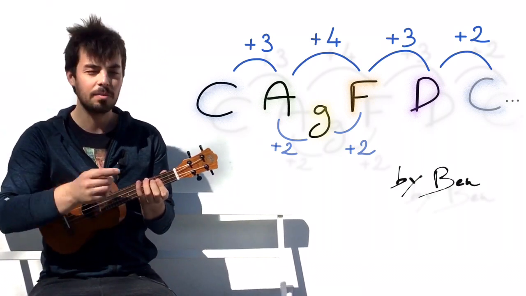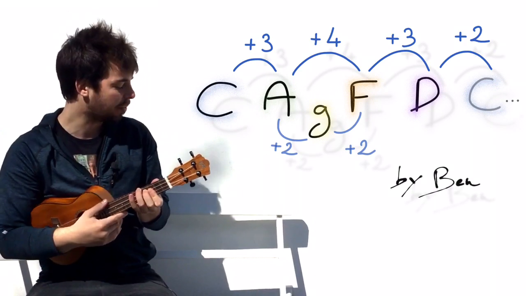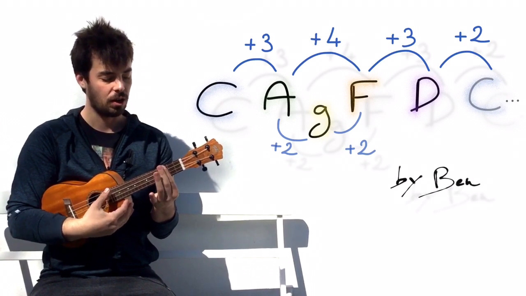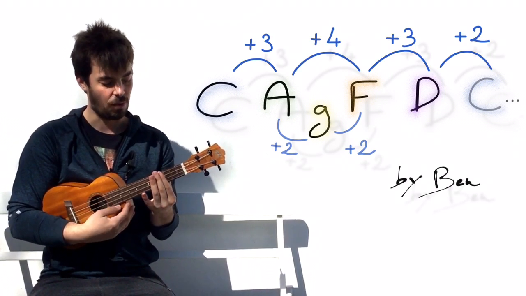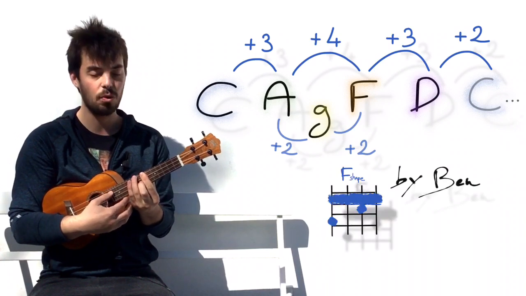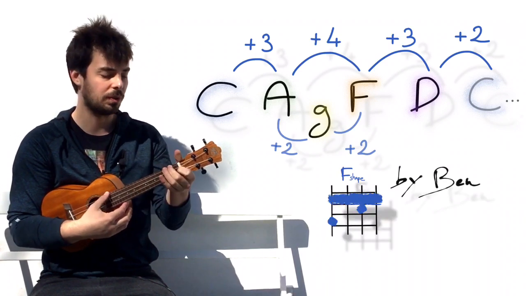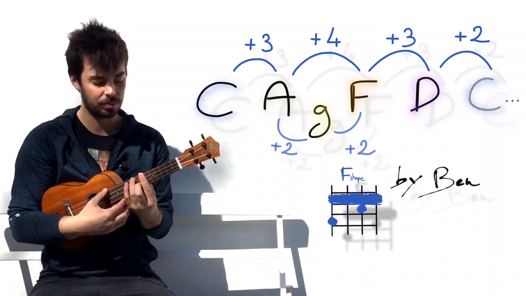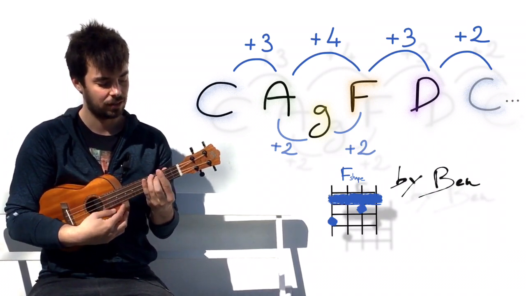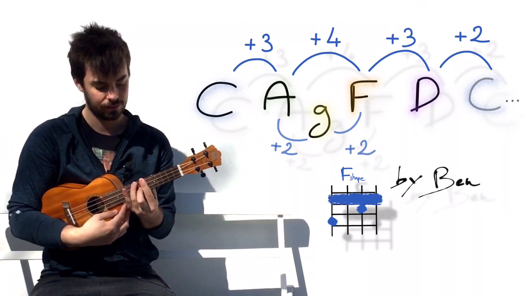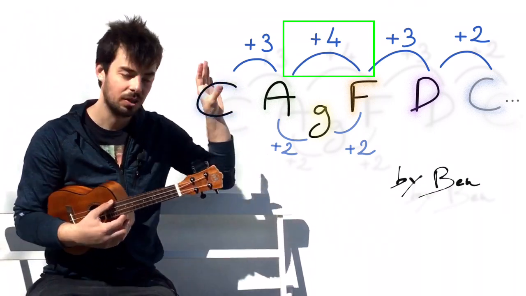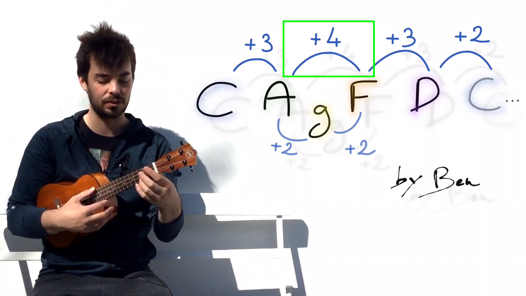Here, let's skip the G for now. Let's go right to the F with a plus 4. So your index on the third fret, 3, plus 4, 4, 5, 6, 7. And the F shape is 2 open, 1 open, you know, like down here. But up here, it'll be 2 index, 1 index. And that's our move from the A shape to the F shape, plus 4 frets.